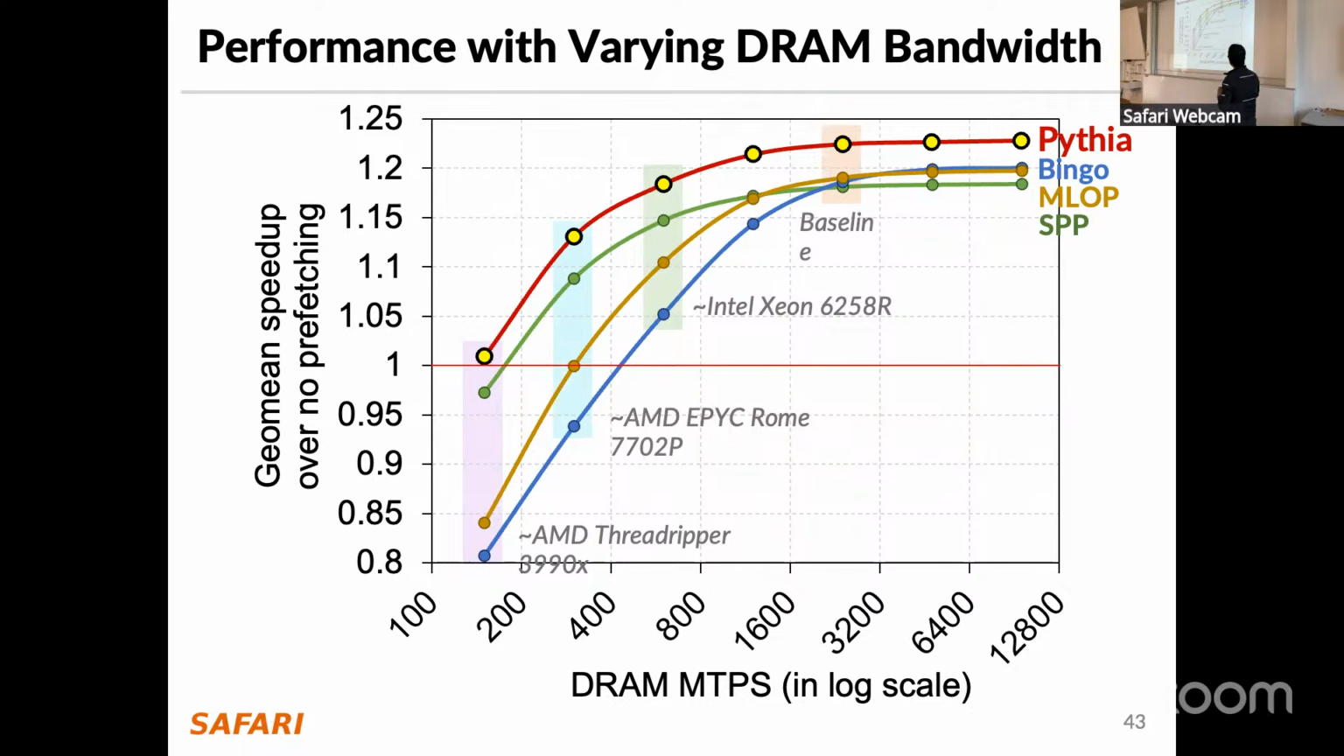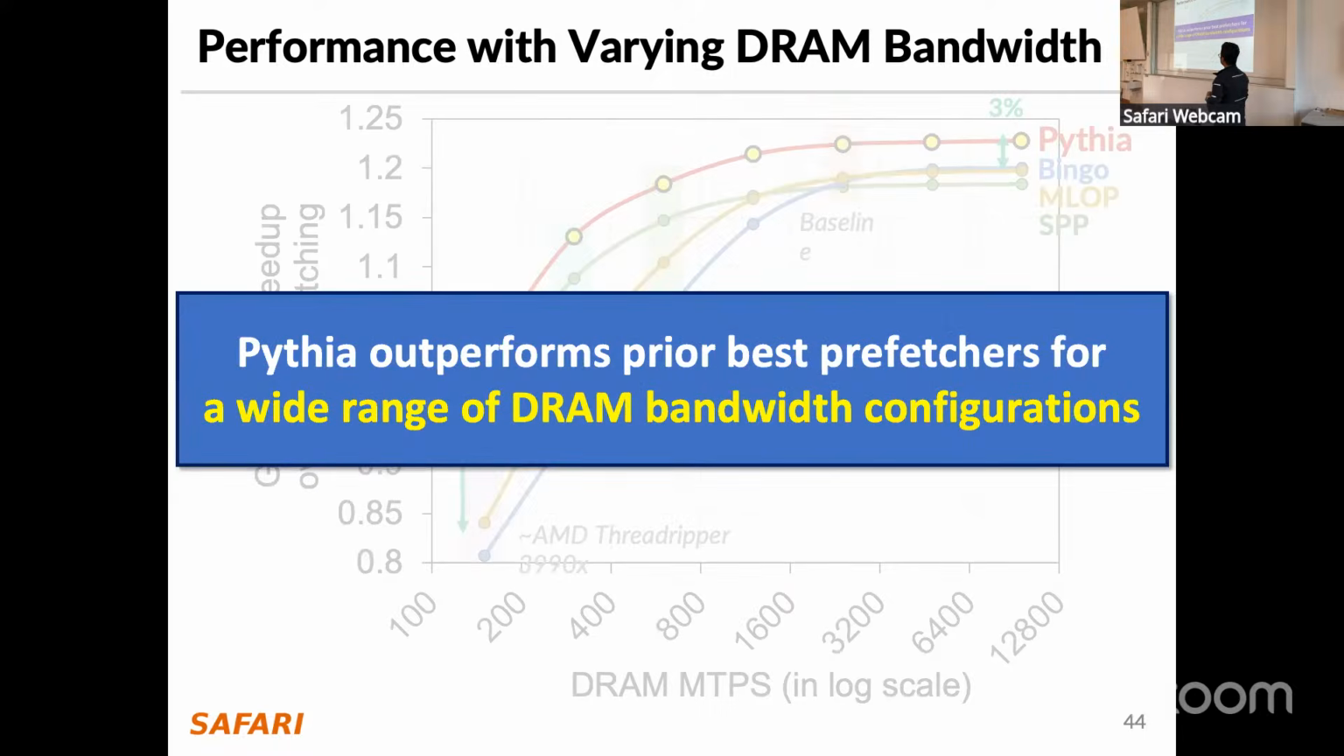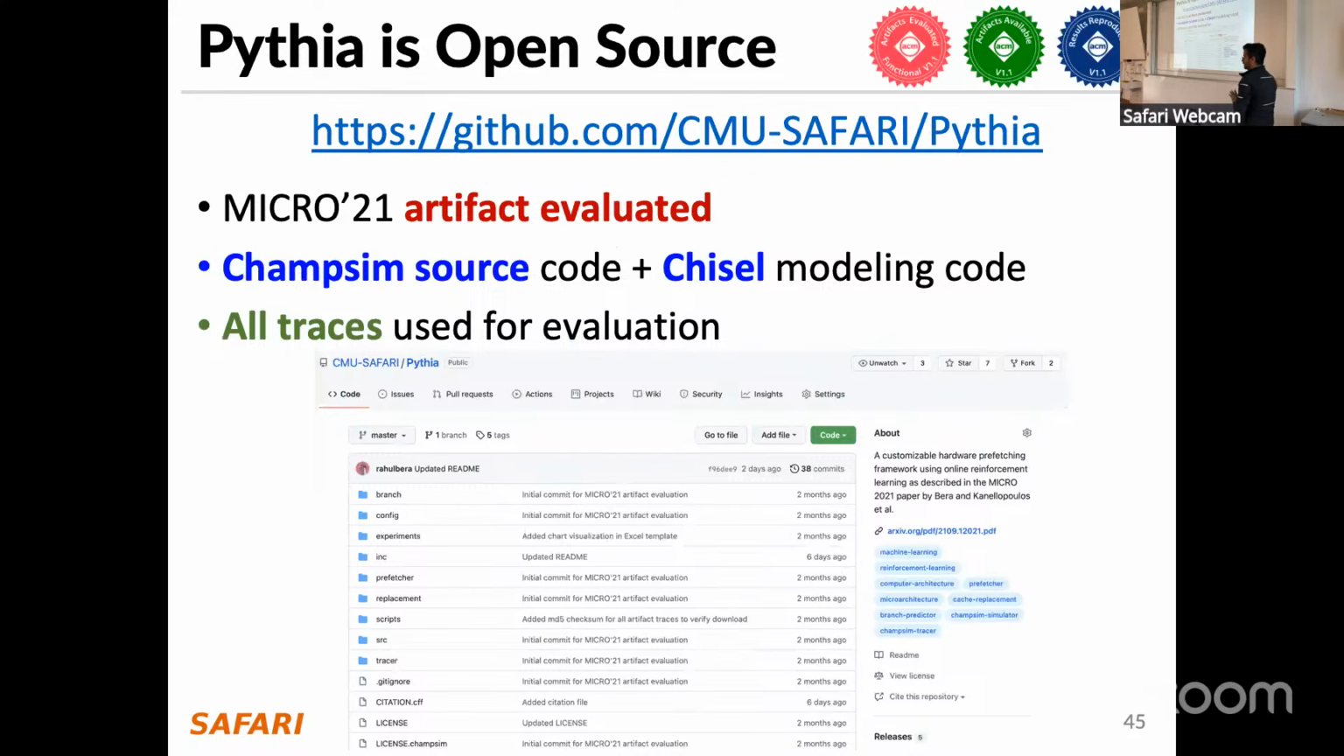What you are seeing over here is that Pythia not only improves performance when you have ample bandwidth, but it also increases the performance benefit when your bandwidth is really congested. That gives another indication that this is not only good in one configuration, but it's also dynamically adapting based on the system configuration that you are seeing. Okay, so if you're interested, all of these things are open source.